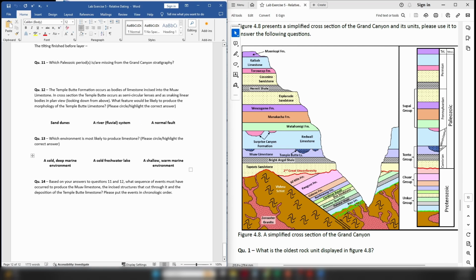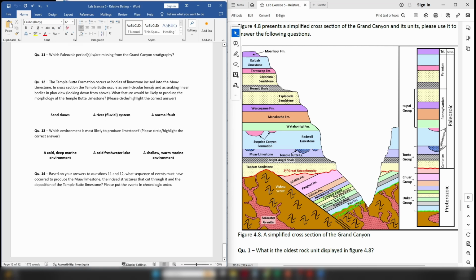Now, if you look, on the other hand, from the top down, so in plan view, in map view, what you would notice is that these bodies of limestone that represent the Temple Butte limestone actually form long, linear, snaking structures. And so the question asks you to try and work out what was the most likely process that led to the formation of the Temple Butte limestone based on its morphology. So would sandstones produce the shapes which are described above? Or would a river system produce the shapes which are described above? Or would a normal fault produce the shapes which are described above?